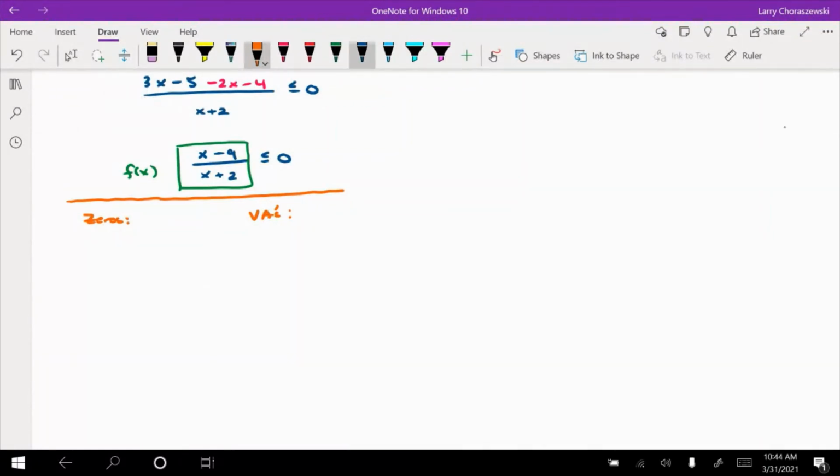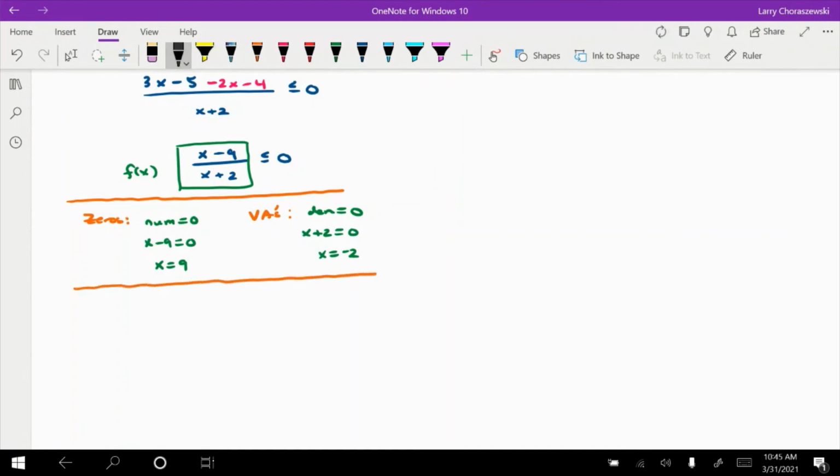Now to find the zeros, we're going to set the numerator equal to 0, and to find the VAs, we'll set the denominator equal to 0. So our numerator is x minus 9, giving us a 0 of 9, and our denominator is x plus 2, giving us a VA of negative 2. So let's put these numbers on the number line.